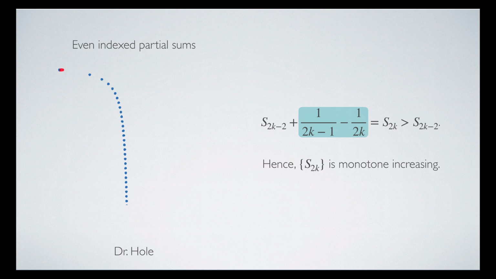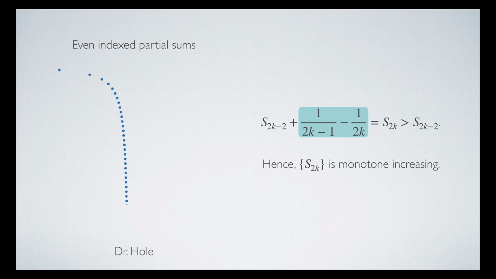On the even, we want to do the opposite in a sense. Show that the partial sums increase, but that they are bounded above. So again, suppose that we have a previous even indexed partial sum, and we want to go to the next even indexed partial sum. How do we do that? We take the 2k minus 2 and add in the next two terms.